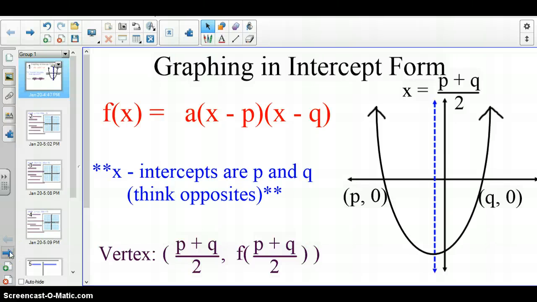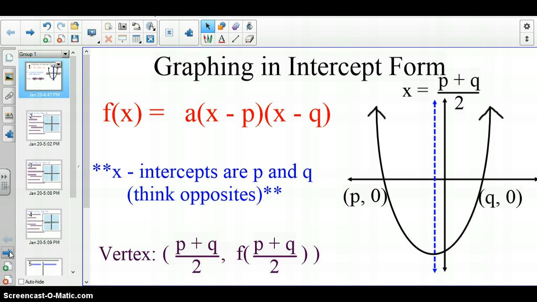Hello, today we will be graphing quadratics in intercept form. Remember, quadratics have a highest exponent of 2 and their graphs always are U-shaped. Remember that the technical term for a U-shape is a parabola.